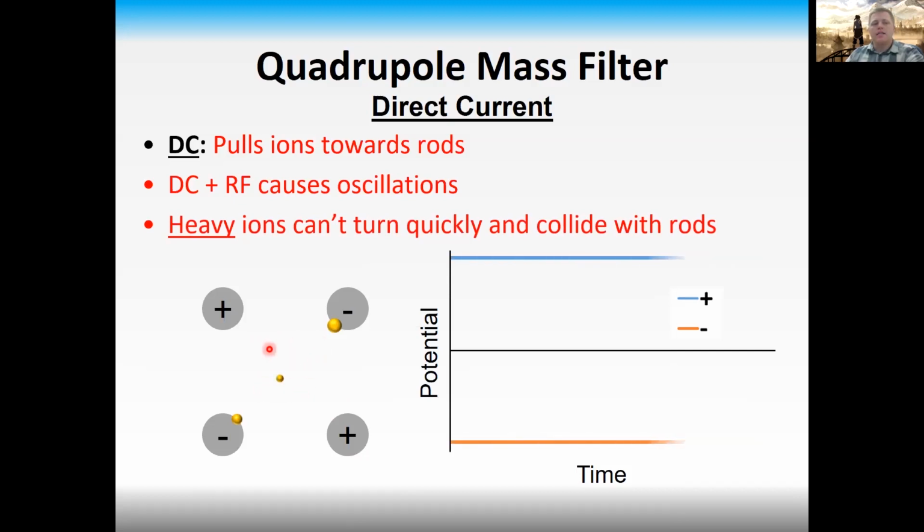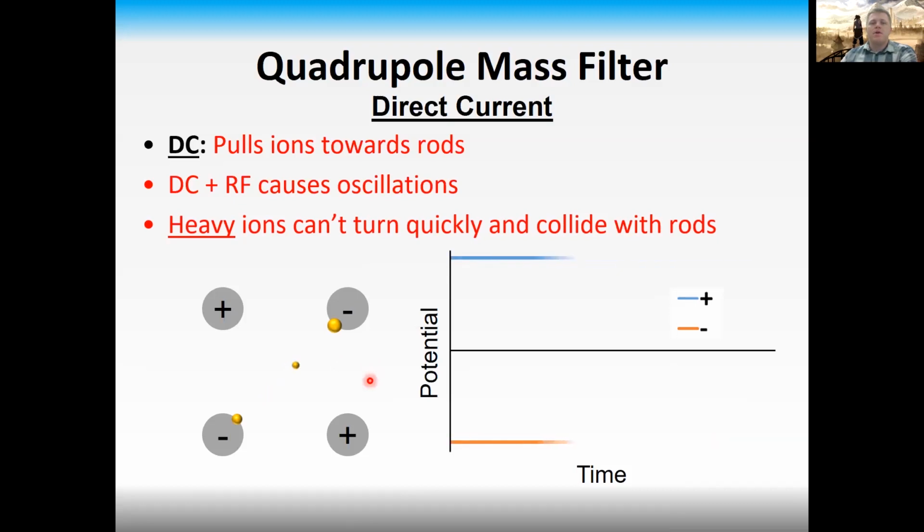And then anything that's light enough that's not going to hit those poles, their oval orbital will be stable enough and they can make it all the way through this quadrupole and collide with the detector. So our heavy ions here are destabilized by the DC potential.